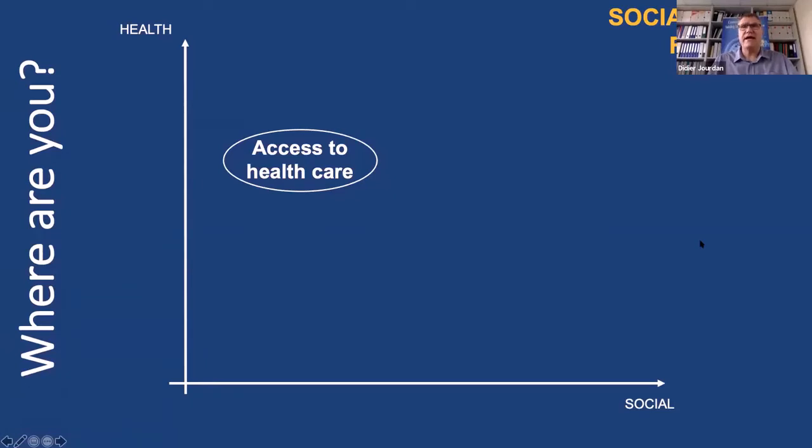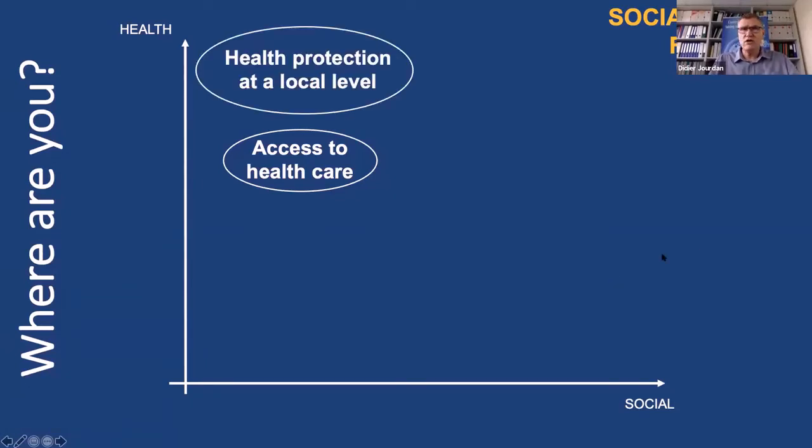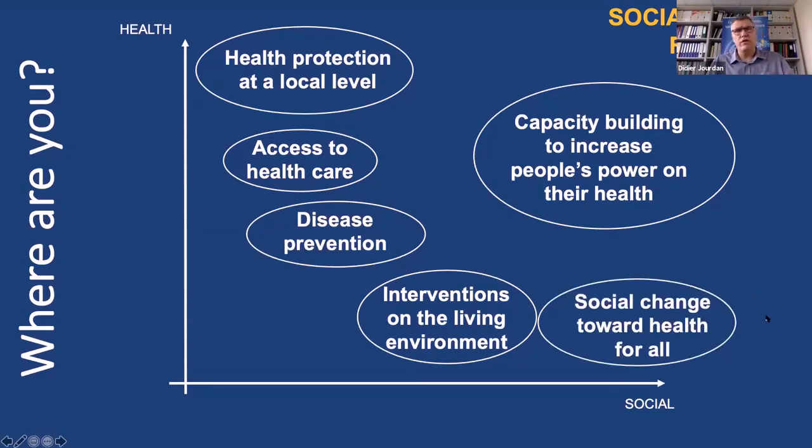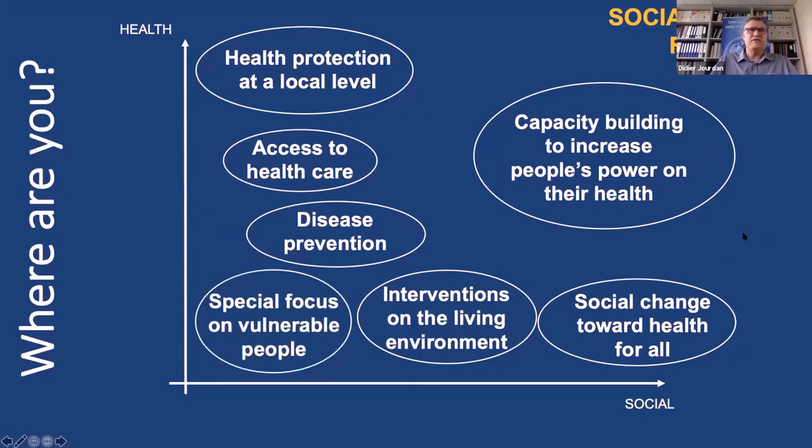There's access to primary care as a key field of action, health protection at the local level, linked to all the actions on the environment and the access to the resources, prevention, intervention on the living environment, capacity building to increase people's power on their health in a health promotion approach, social change toward health for all, and this is clearly the contribution to social change and social dynamics, and the specific focus on vulnerable people. We are here in a field, not only one definition, but different practices that all have a component, this is the vertical axis, linked to health and a component linked to social issues and social dynamics. This is the horizontal axis.